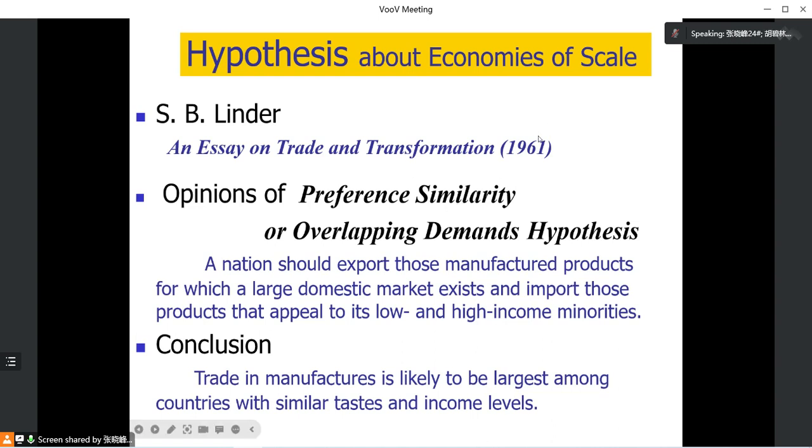Conclusion: the trade in manufacturers is likely to be largest among countries with similar tastes and income levels. Okay, we can see the concrete case in the contemporary global economy.